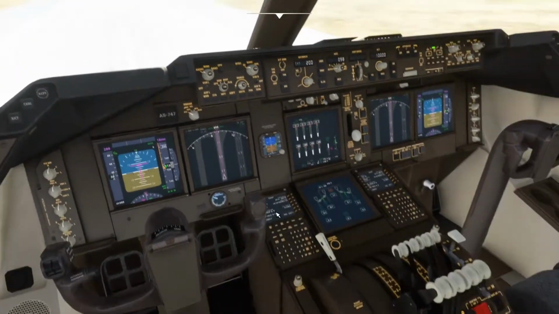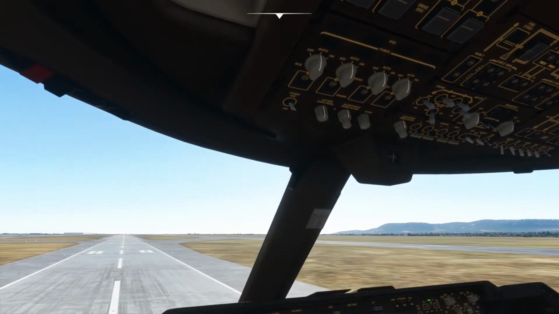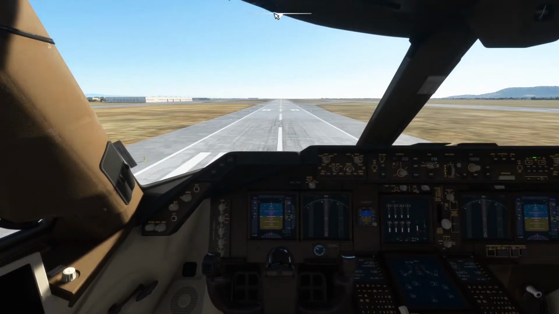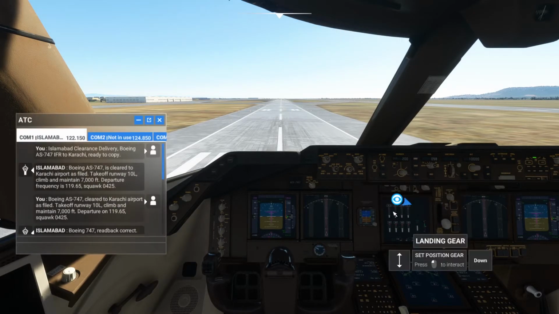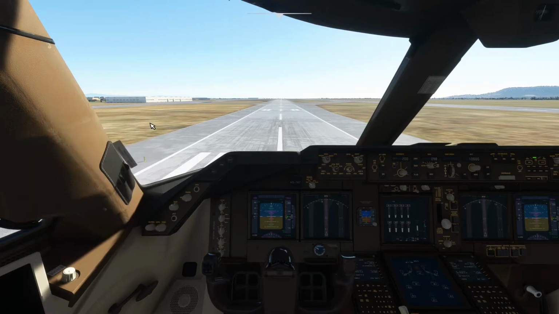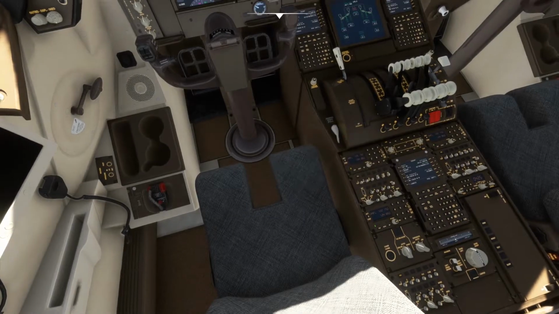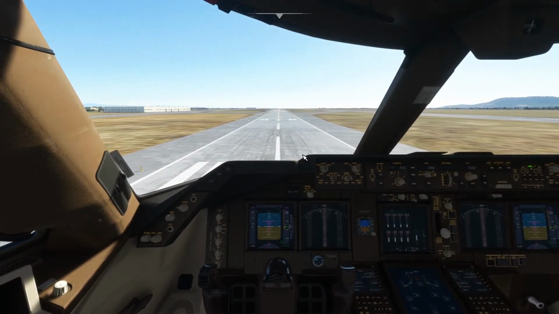Okay, so let's reduce the throttle and everything is set. No need to just play around with the instruments. It's okay. Flaps we have. Okay, so we have a clearance for 7,000 feet. So I will set the altimeter to 7,000 feet. Okay, 7,000 set, 230 knots is the speed. Flight director on, auto throttle is on, everything is good. Just release the parking brakes and let's take off.